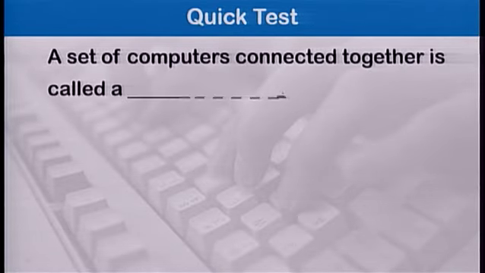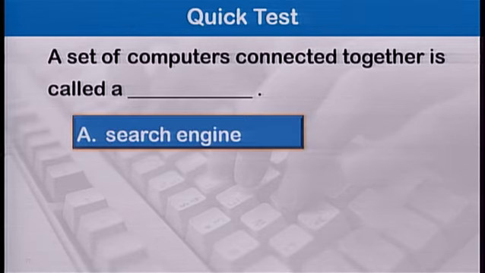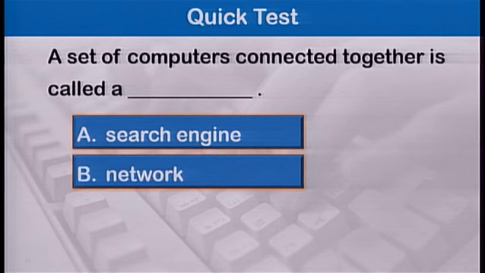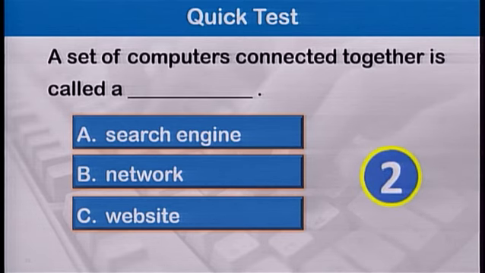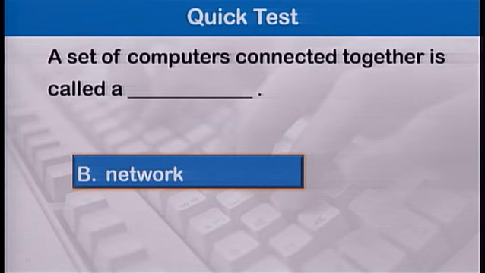A set of computers connected together is called A. Search engine, B. Network, or C. Website. You will recall from what you learned in grade 7 that a network is a set of computers connected together. So the correct answer is B.